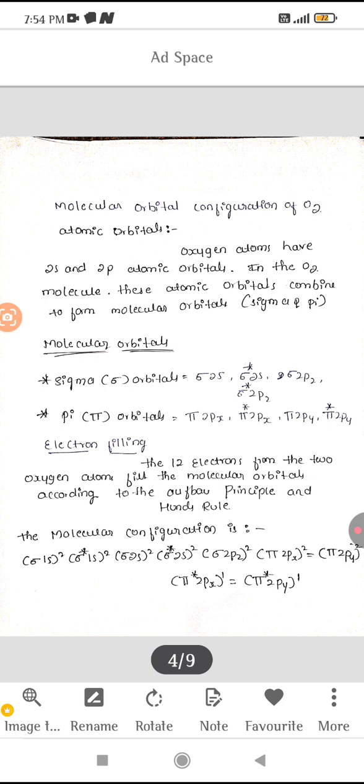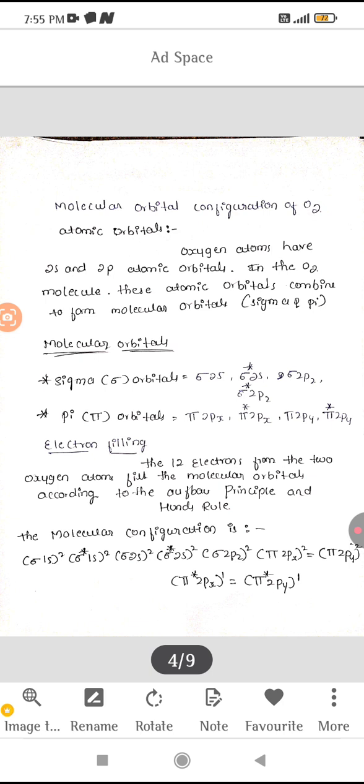Molecular orbital configuration of the oxygen molecule. The oxygen atom has 2s and 2p atomic orbitals. In the oxygen molecule, these atomic orbitals combine to form molecular orbitals, that is sigma and pi orbitals. Sigma orbitals in the oxygen molecule are sigma 2s, sigma star 2s, sigma 2pz and sigma star 2pz, and pi orbitals in the oxygen molecule are pi 2px, pi star 2px, pi 2py and pi star 2py.